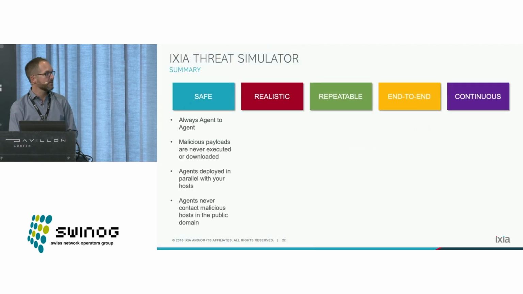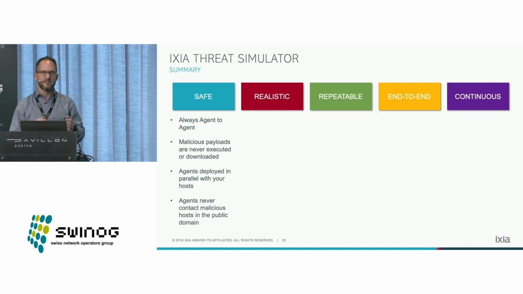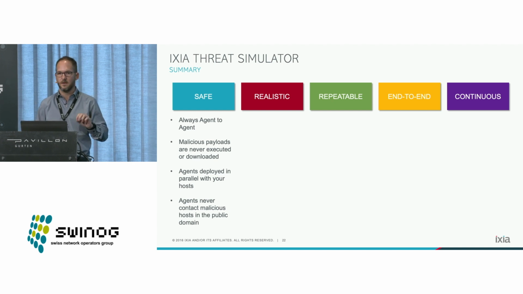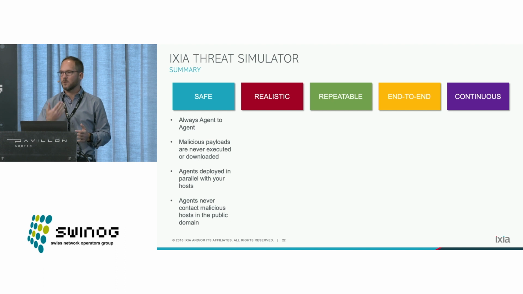So to summarize, it's safe. The attacker as well as the victim are always simulated in the network. It's not attacking a real end service. It's just attacking a victim which is deployed in the same network domain. The malicious payload is never executed or really downloaded. We send it through the wire, but we don't install the ransomware, for example, on our endpoint, so it's not starting with lateral movement and infecting other machines.